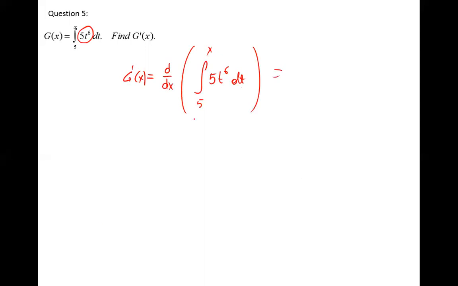Okay, and I have another one. What's the answer to this question? What is the derivative g prime of x? It doesn't really matter how the function is defined. It's just this function. It's such an easy and nice question to differentiate: the integral from 5 to x of 5t to the 6 dt.